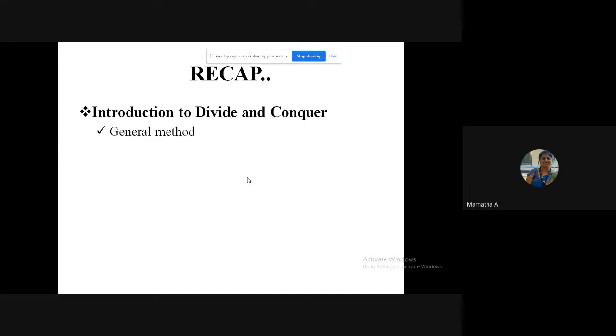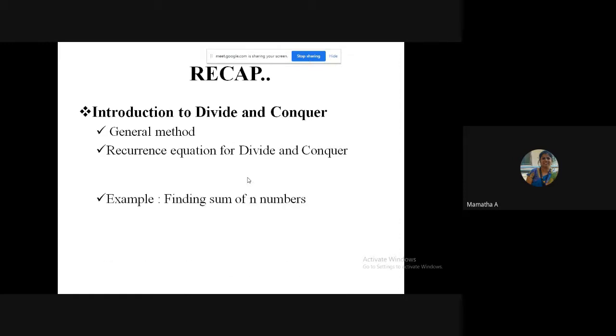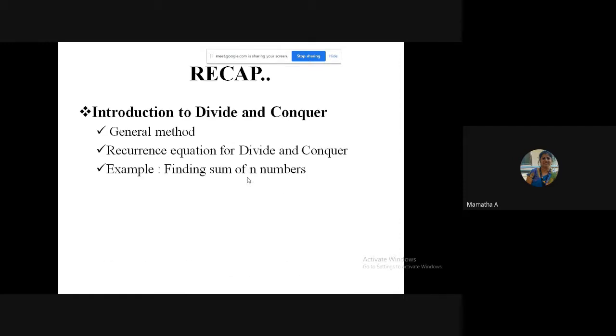About what is the general way of divide and conquer, its control abstraction, the recurrence equation for divide and conquer, and the way of solving any recurrence equation of divide and conquer using master theorem. I hope you have gone through the master theorem, okay? And the example of finding sum of numbers, right?